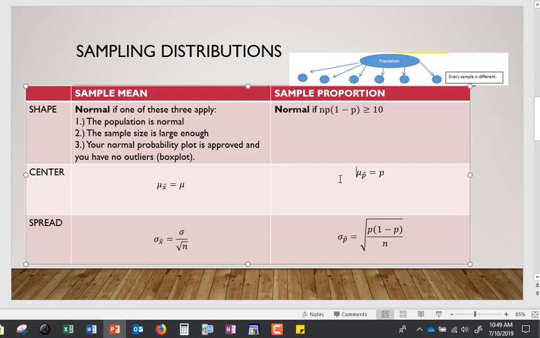The center of your graph, the mean of the sampling distribution of the sample proportion, p hat being the sample proportion, is equal to p, your population proportion. And the spread, the standard error, is equal to the square root of p times 1 minus p divided by your sample size n.